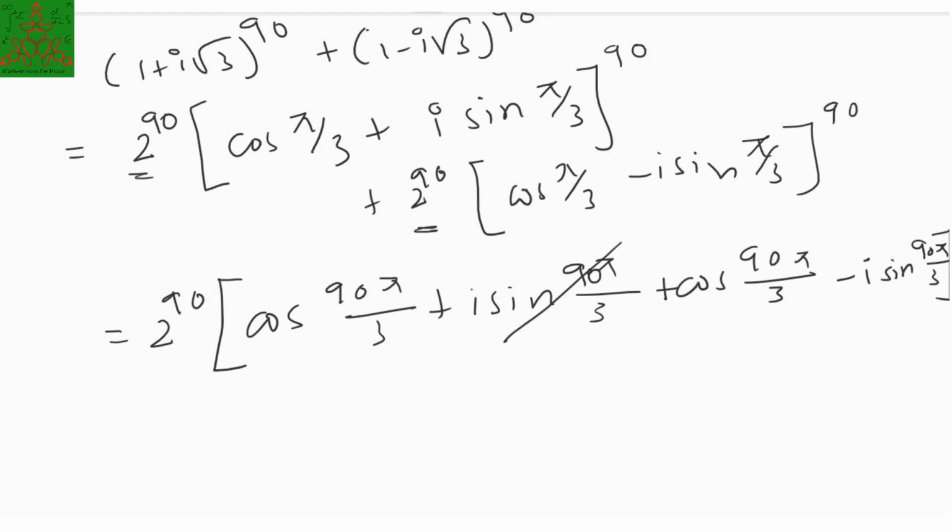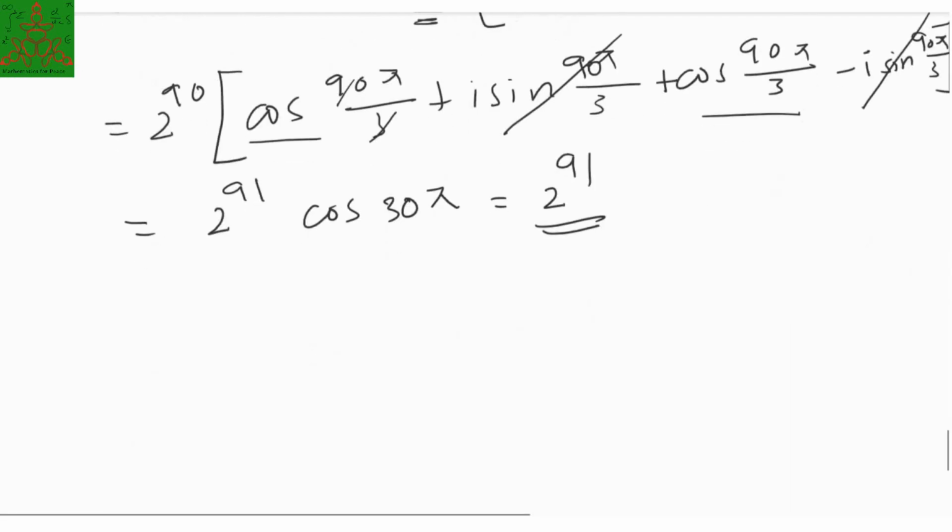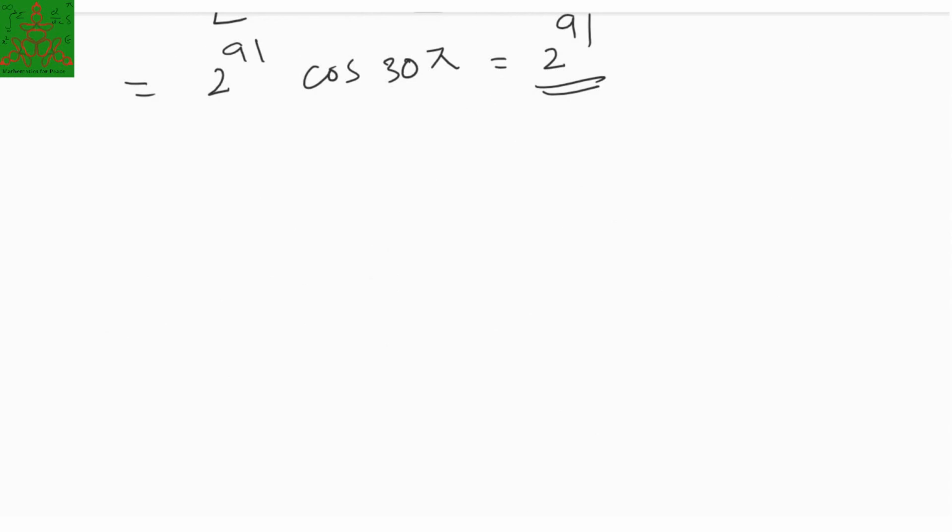So you can observe that this is plus and this will be minus, that cancels out. So it is cos 90π/3, cos 90π/3, that is 2 times. So it is 2 raised to 91 cos, and this 90 upon 3 will give you 30π. And what is cos 30π? It is 1, so it is 2 raised to 91. So that is the answer for your question. So by taking these two examples, from the above example we can have one observation.